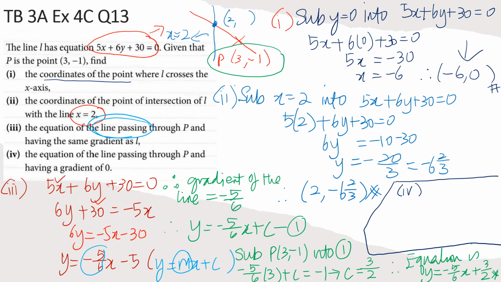Right? Horizontal line will just be the y coordinate value. If you cannot remember, please refer to slide number 2. And if that is the case, then that will be just the y coordinates of point P. Right? So therefore, you don't need any working for part 4, isn't it?